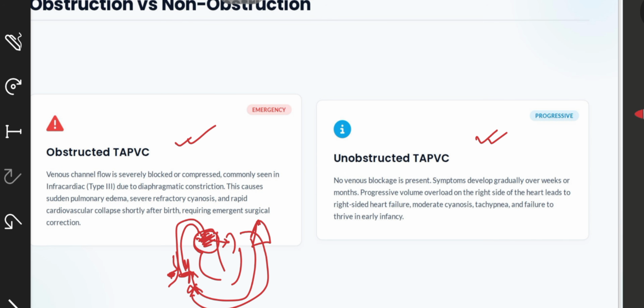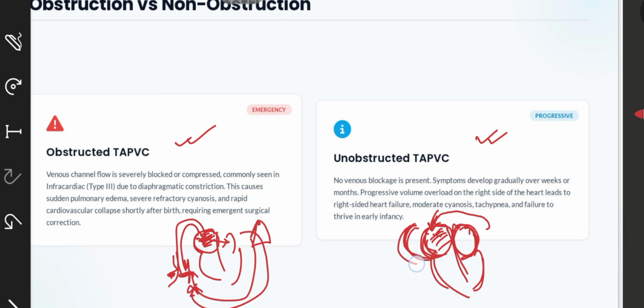Now in the unobstructed type, all the deoxygenated blood enters the right atrium via the SVC, and the obstruction is less. So in this type the right atrium gets twice the blood of a normal heart. That means the amount of blood that is present in the left atrium in a normal heart enters the right atrium. So the right atrium gets too much blood, so there is right atrial dilatation, and after that the right ventricle also gets dilated, and there is right ventricular hypertrophy.